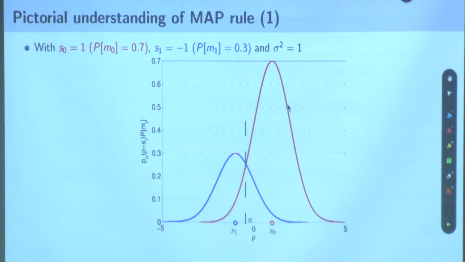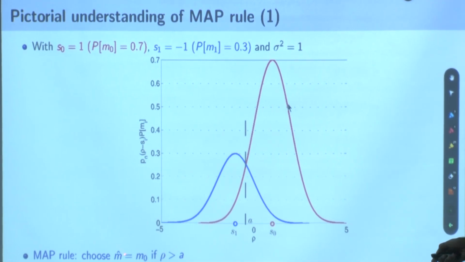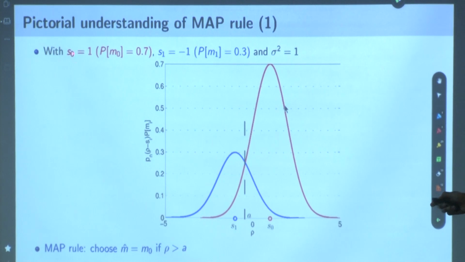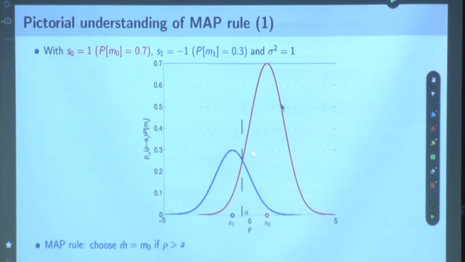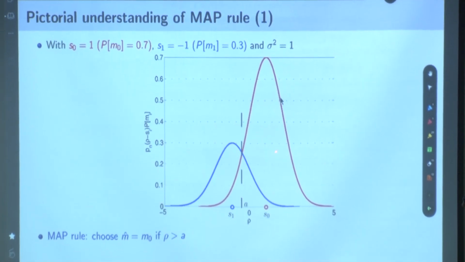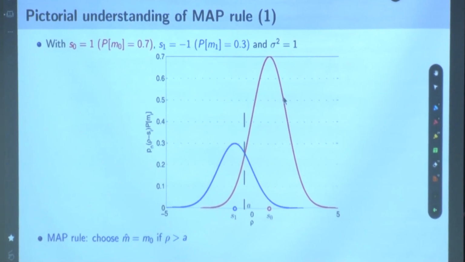Now, this is what is sitting on the right side, and this is one PDF and this is another PDF. Now what do we need to calculate? What does the MAP rule say? When will you pick m hat as m naught? m naught is basically this s naught. When will you pick this? When the probability in red is greater than the probability in blue, right?